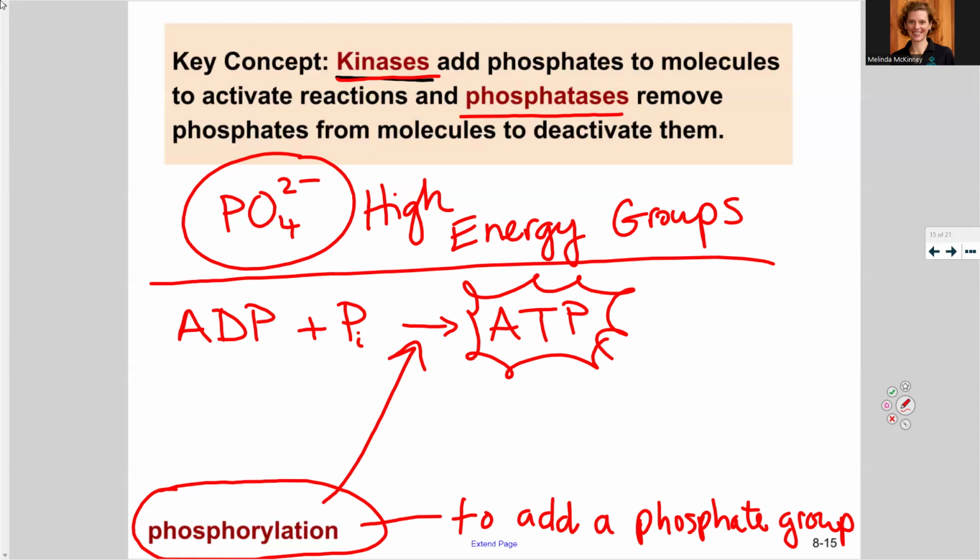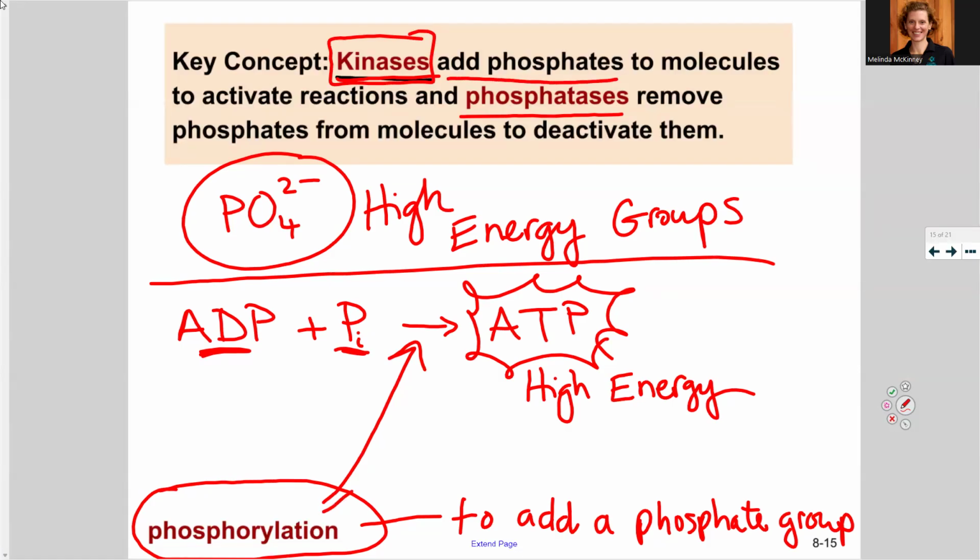So you're adding a phosphate group to a relatively low energy molecule. This phosphate group has a lot of energy. Now you have a high energy molecule. And this molecule is then going to be used to do work, okay, in the cell. So in general, that is phosphorylation. Kinase is the name of a class of enzymes that phosphorylate. So kinases are going to add a phosphate, okay?